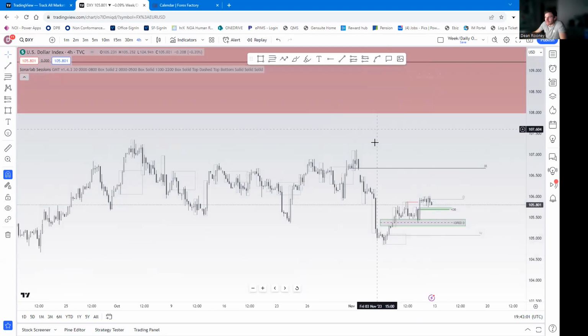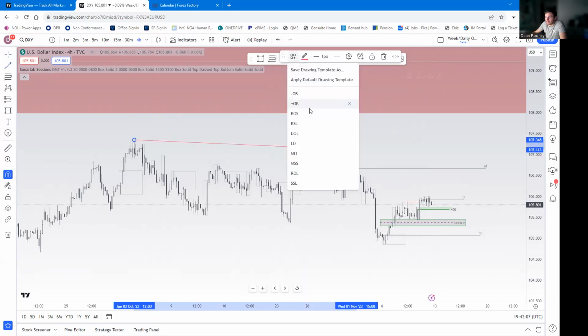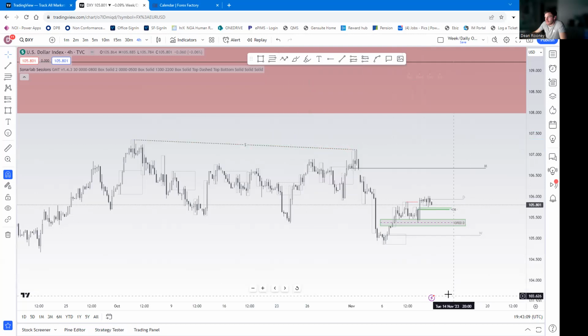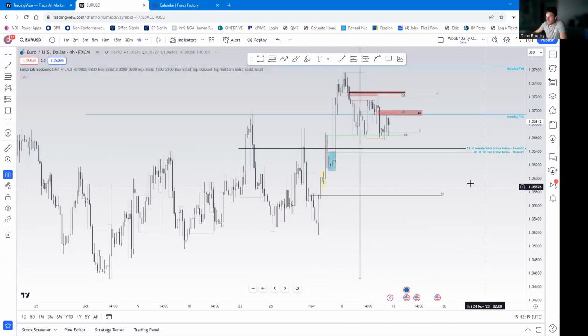So again, we've got these relative equal highs on DXY that I just think are too clean. Liquidity draw. So I'm looking for down into here someplace and then move higher. Up into here someplace and move lower.